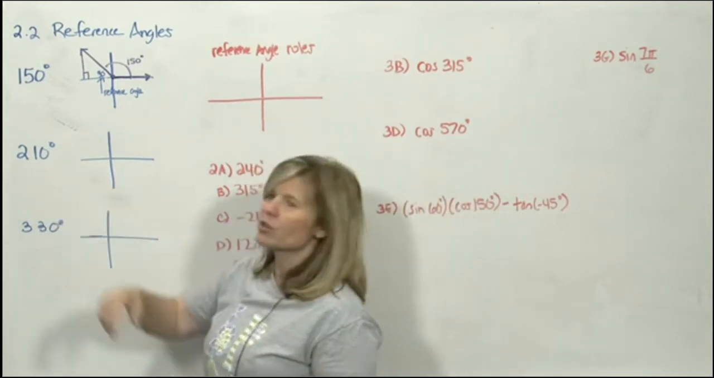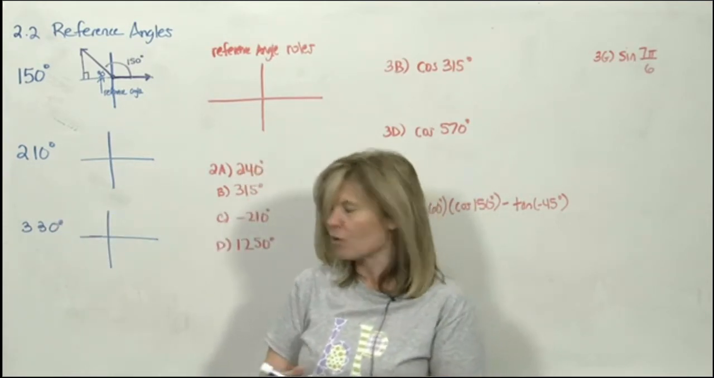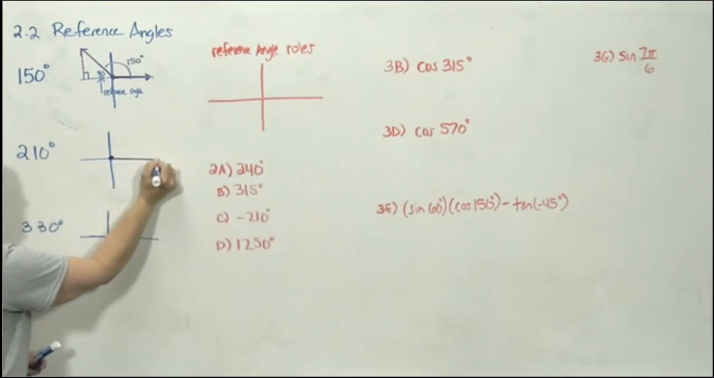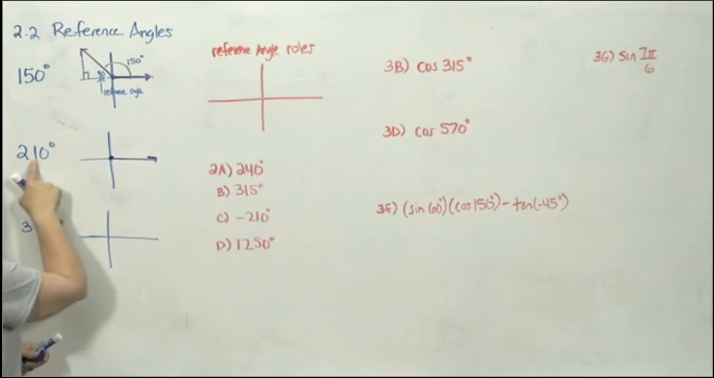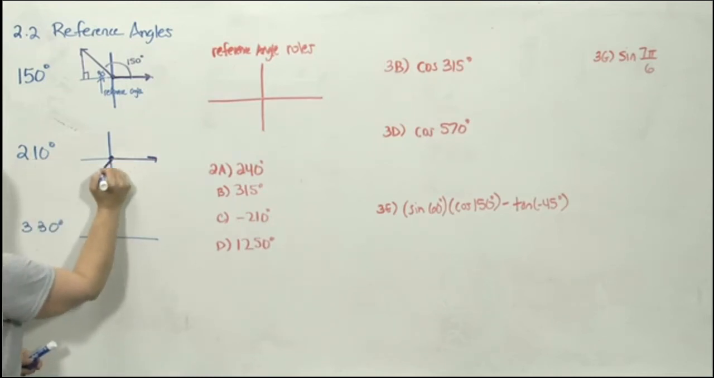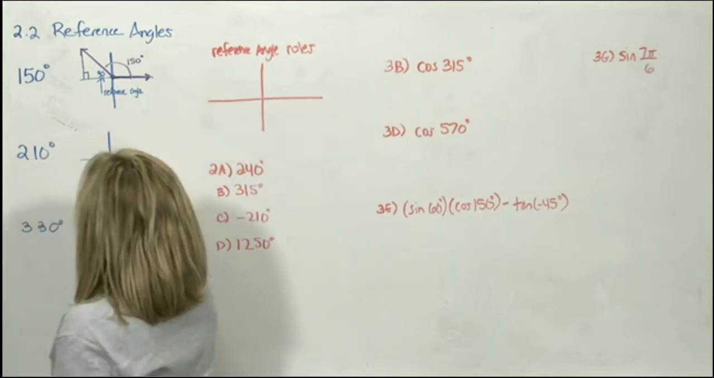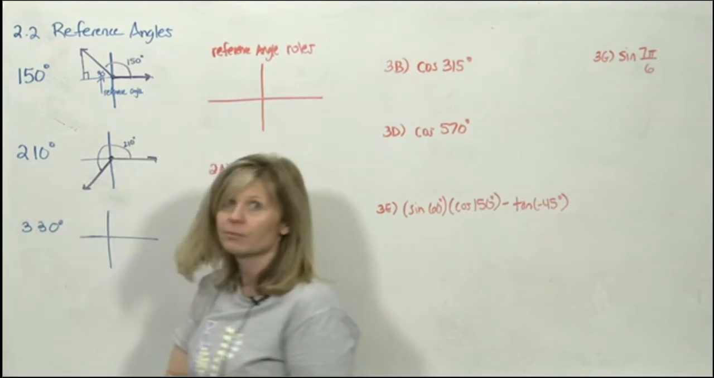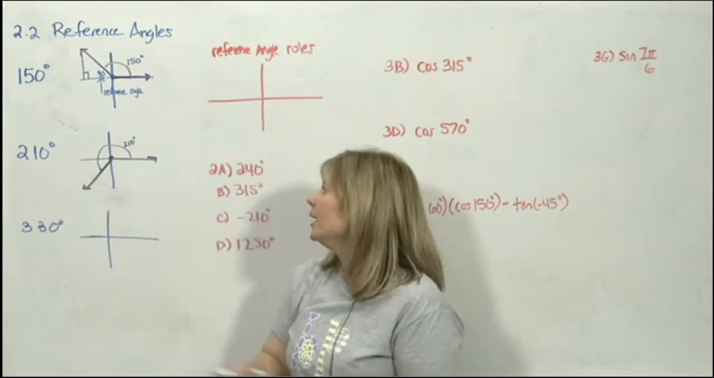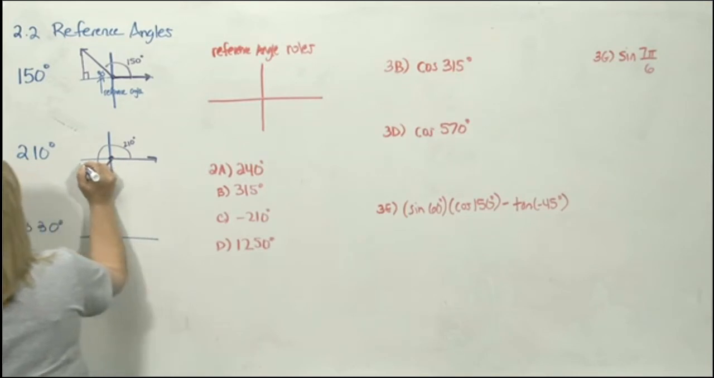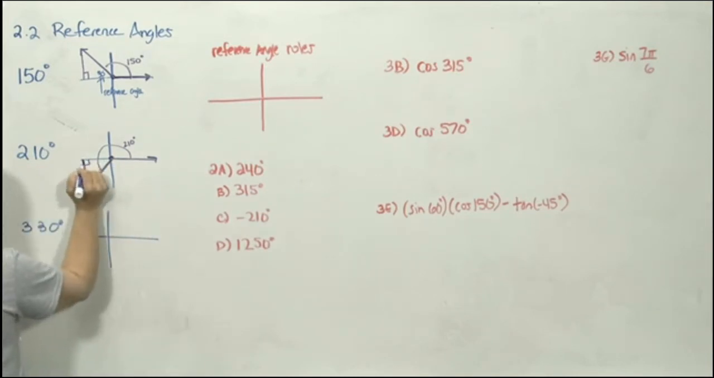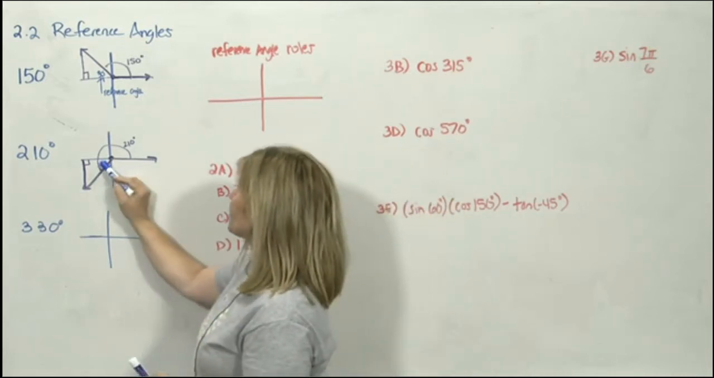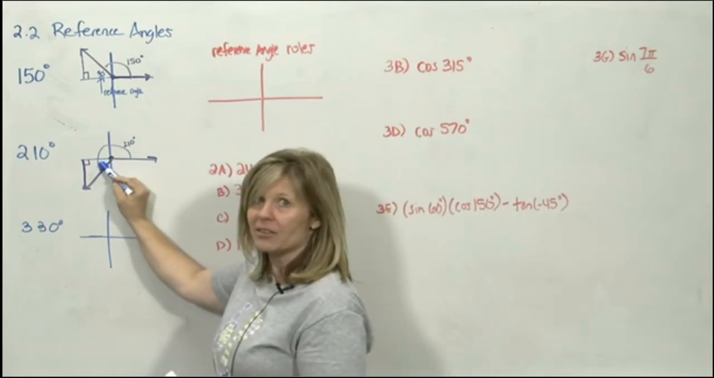If I had 210 degrees, how would I find its reference angle? Visually, we draw the angle. We'd say, okay, there's my vertex, there's my initial ray. 210 degrees is in quadrant 3. That's where the terminal ray would land. So we know from here all the way to there is 210 degrees. You with me? We know how to draw a triangle in quadrant 3. We drop our perpendicular. So the question is, how many degrees is this acute angle inside the triangle?